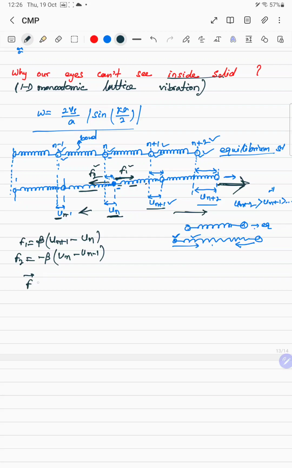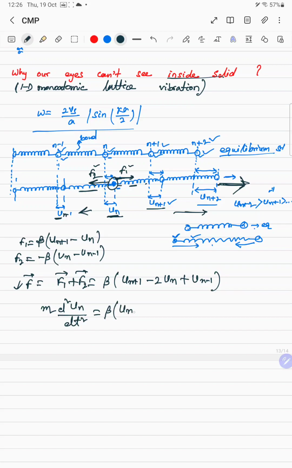What will be the total force F? That will be F1 plus F2. So it will be beta times [u(n+1) minus u(n) minus u(n) plus u(n-1)]. So the equation of motion for this nth atom is m d²u(n)/dt² equals beta times [u(n+1) minus 2u(n) plus u(n-1)]. Now I can easily solve this equation of motion.